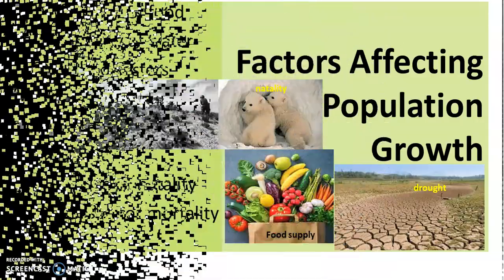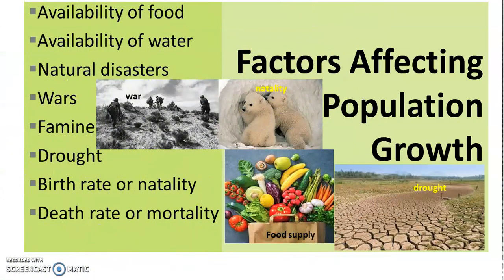Now there are many factors that affect population or number of organisms in a particular place. Factor number one is food, availability of food. When there is food, organisms tend to gather around the food to get themselves nourished. And also where there is water, organisms can survive successfully.